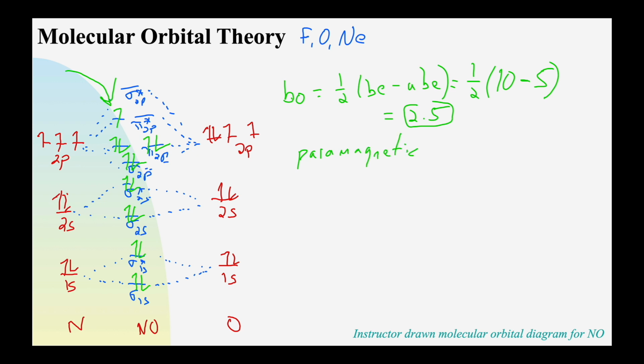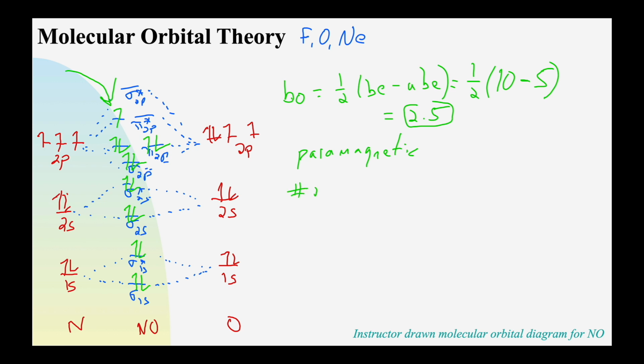NO is a paramagnetic molecule. In the N2 example we saw earlier, every up had a down, so that was diamagnetic. Paramagnetic things are more attracted to magnetic fields, which makes them a little bit more reactive. There's more things you can do with that. You can find a number of sigma bonds.